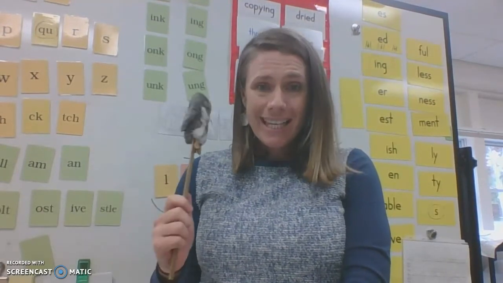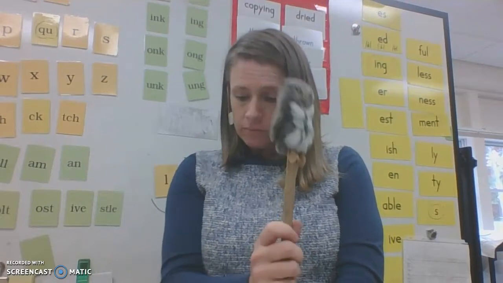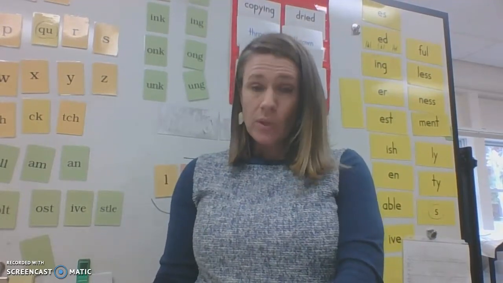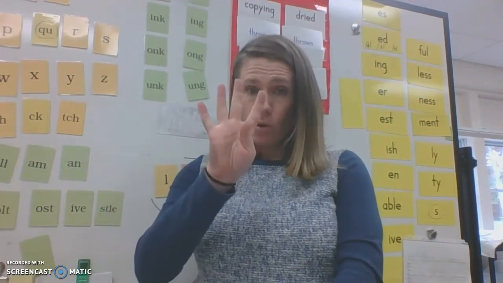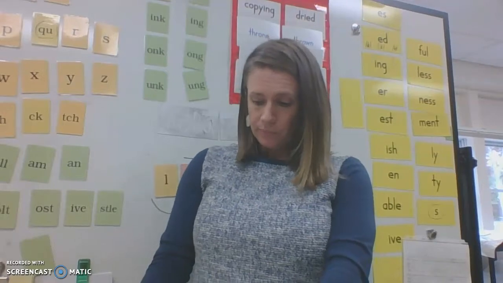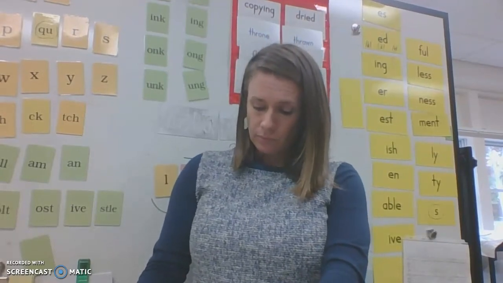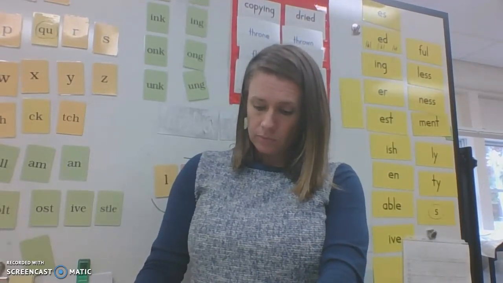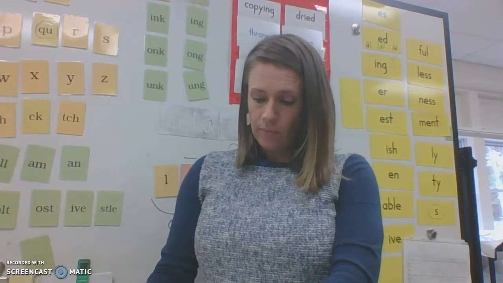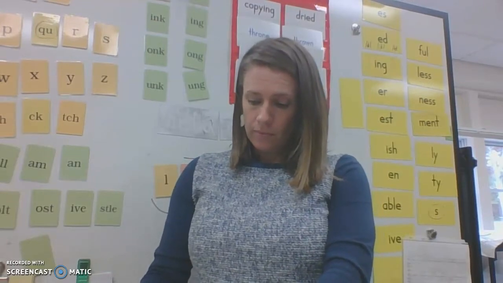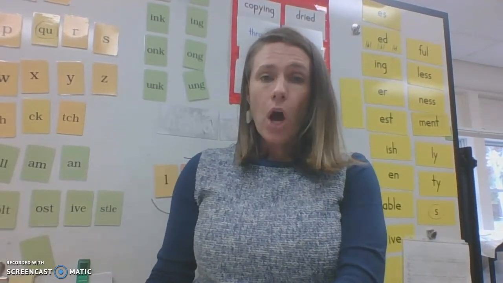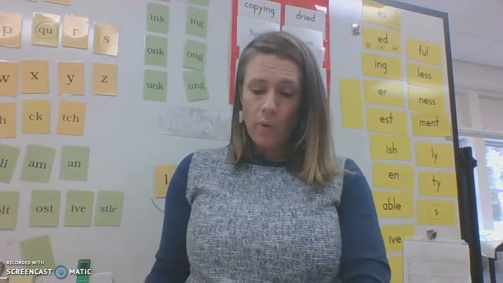Number 3, E. Write all the ways to do E, long E. You should have 4 ways. Number 4, oast. Write oast.